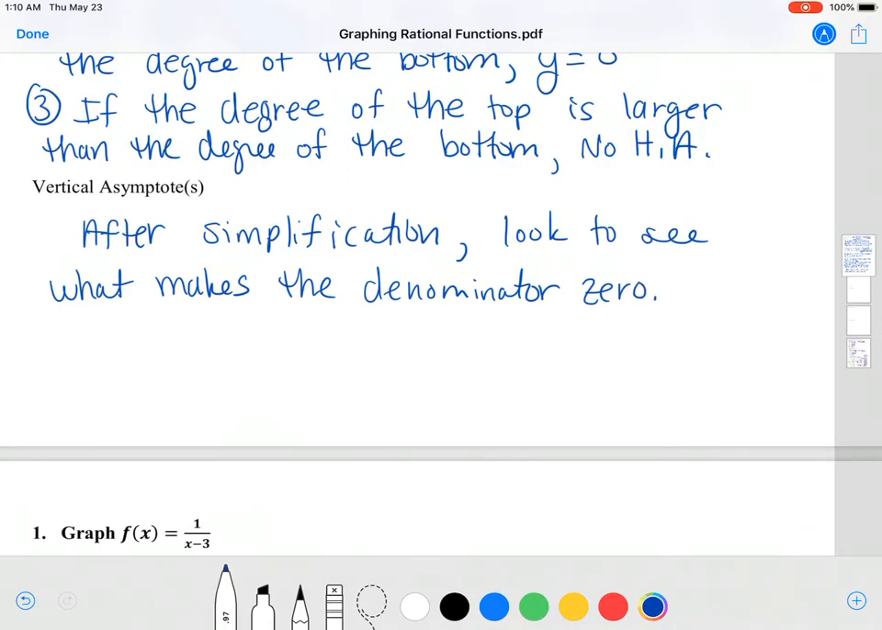So those are all the big features of the graph that we're going to be looking for, so that we can put those all together and actually draw the function.